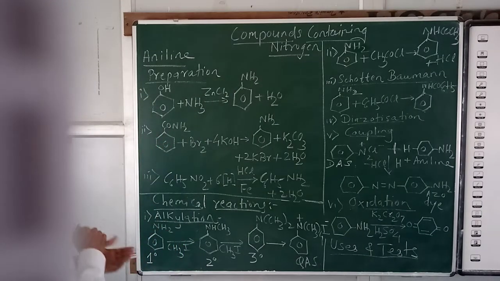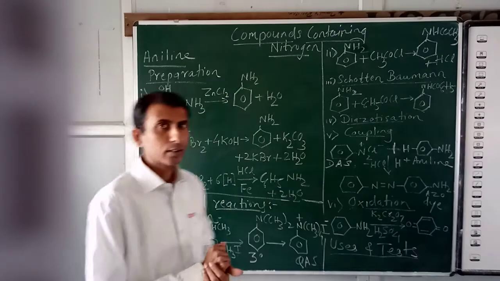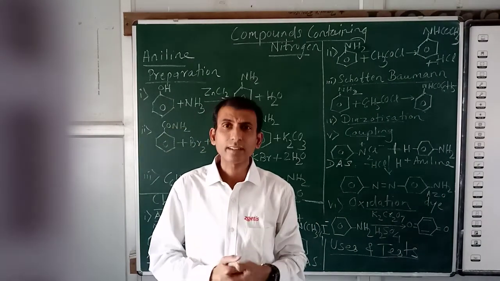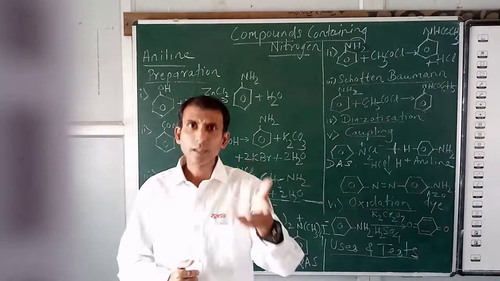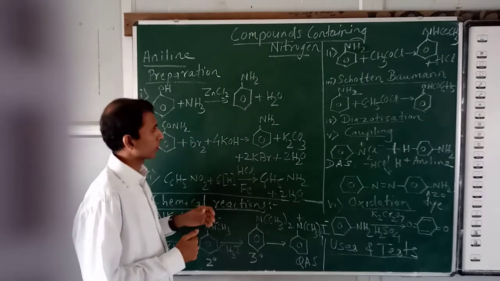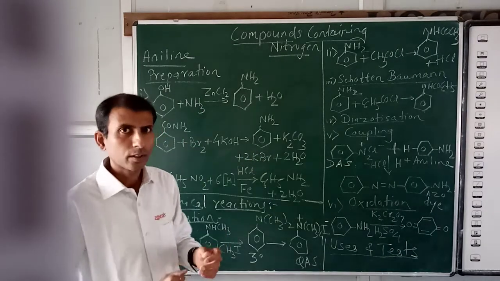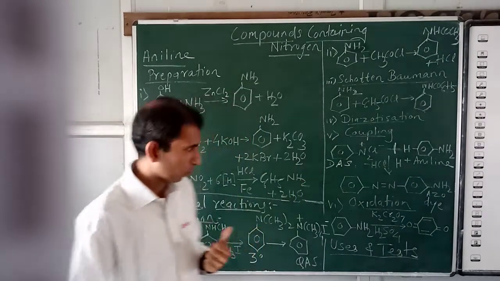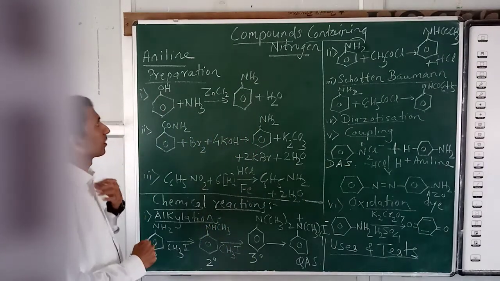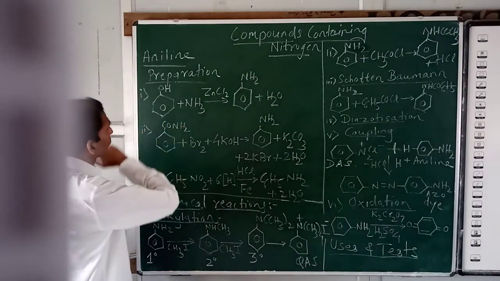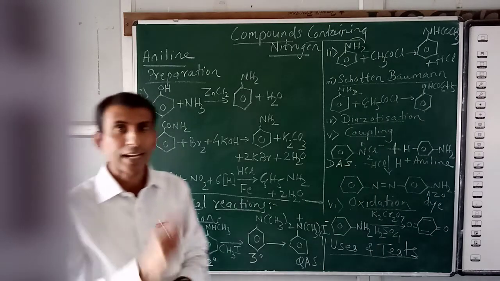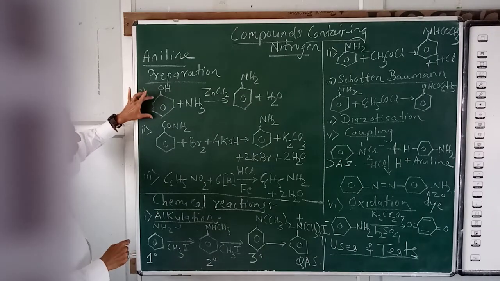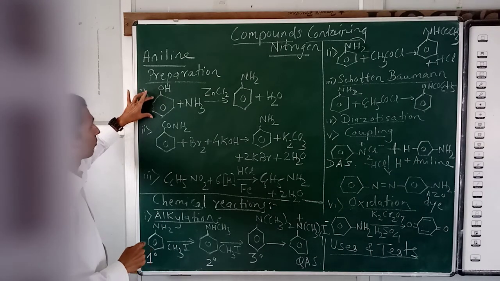So let us study three methods of preparation of aniline. Many methods are given, but one or two methods might be similar to these methods only. So focus on these particular methods of preparation which I am explaining to you. The remaining two you can easily understand. We start with the first one, that is preparation of aniline from phenol. Now what is phenol? You know, an OH group attached to a benzene ring is called phenol.